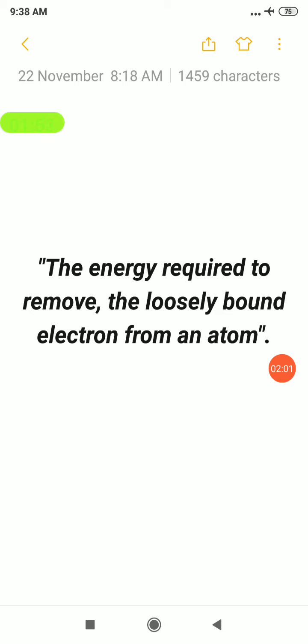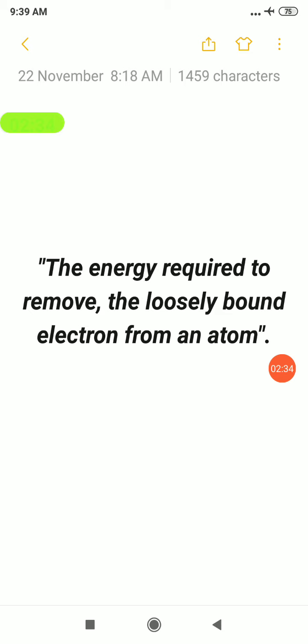What is the definition? The energy required to remove the loosely bound electron from an atom. Loosely bound electron in the sense the last electron. ஏன்னா last electron தான் it is far away from the nucleus. நியூக்ளியஸில் இருந்து valence electron, last electron தான் ரொம்ப தள்ளி இருக்குது. அப்படி தள்ளி இருக்கிறதுனால the attractive force between the nucleus and the electron is very less, so that can be removed more easily compared to the electron which is closer to the nucleus. So this is the definition of ionization enthalpy.